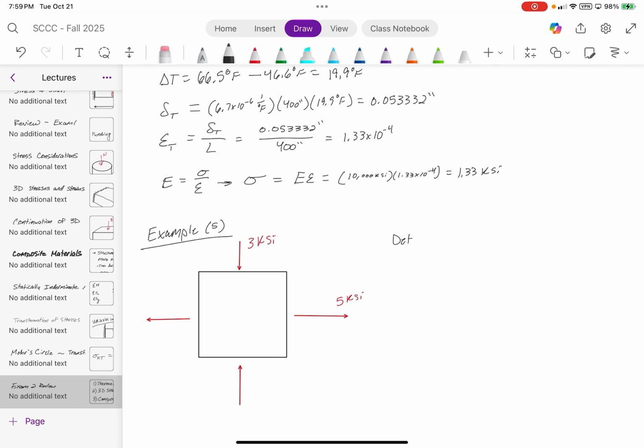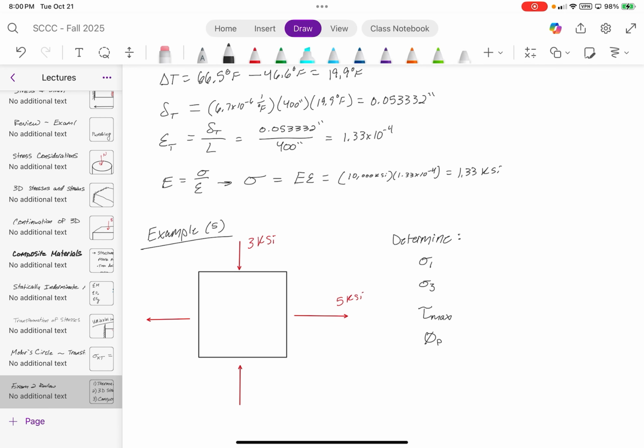All I want you guys to do is determine sigma 1, sigma 3, tau max, and theta p. You guys should get this done in 15 minutes. This is actually a pretty straightforward problem, and this is the type of Mohr circle problem you would probably see on the exam.